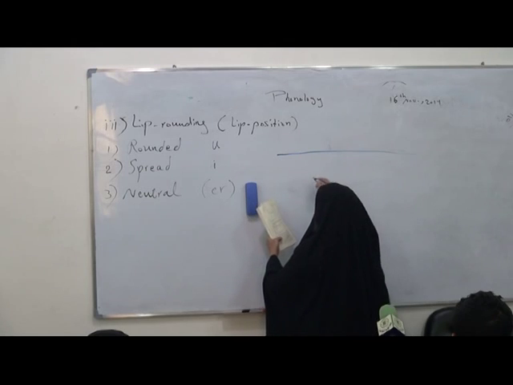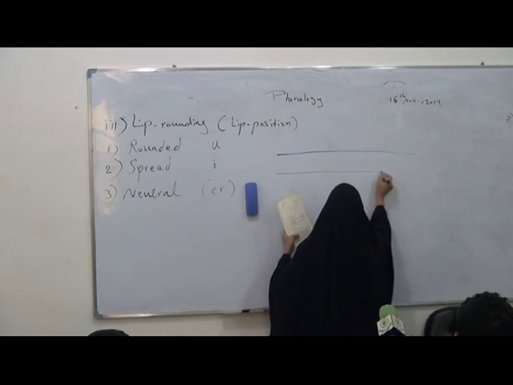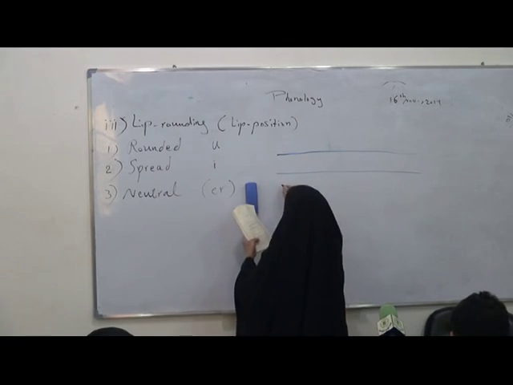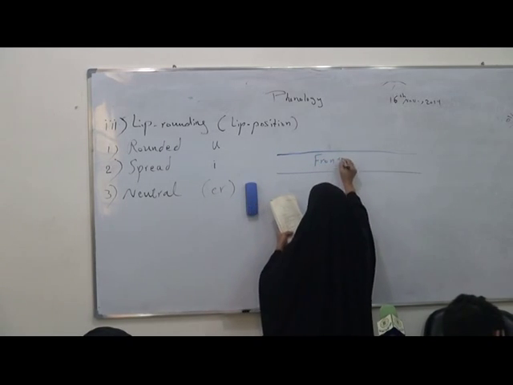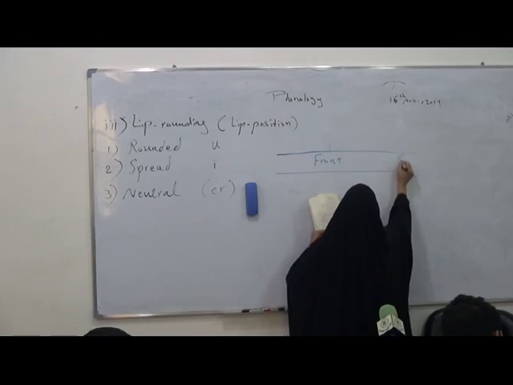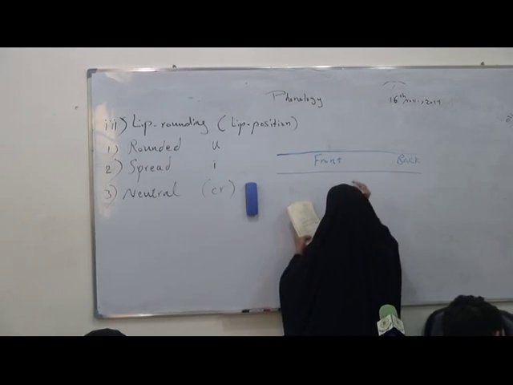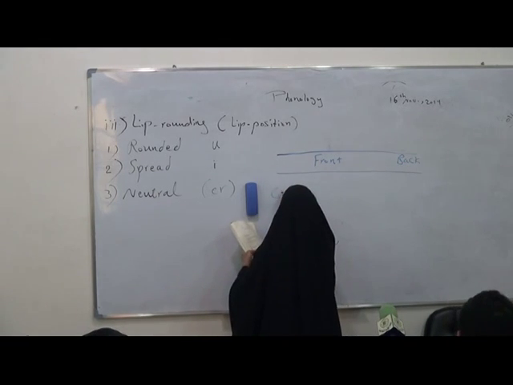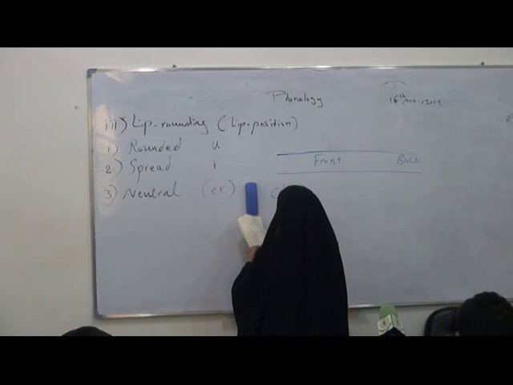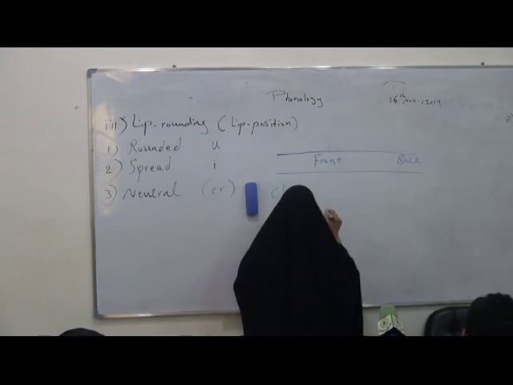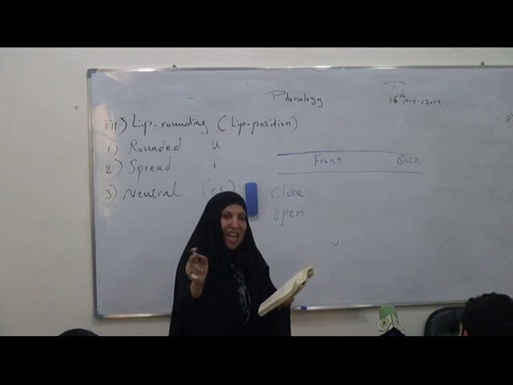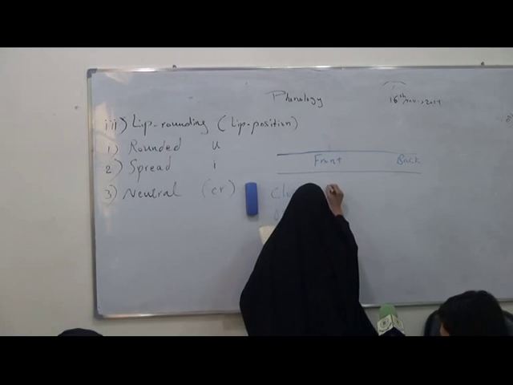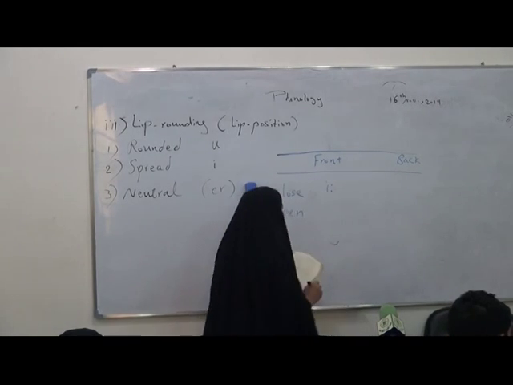This is the diagram, okay? Now, we have here front, and we have here back. Front and back. We have here close and we have open, okay? Now, which one is close and front? E, very good. The vowel, the long vowel E.